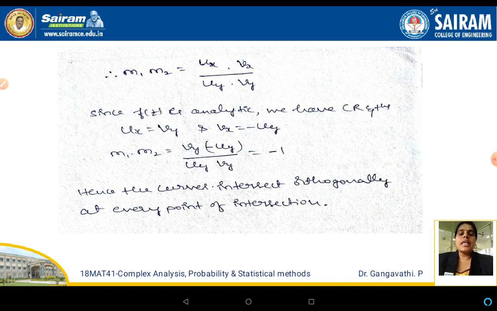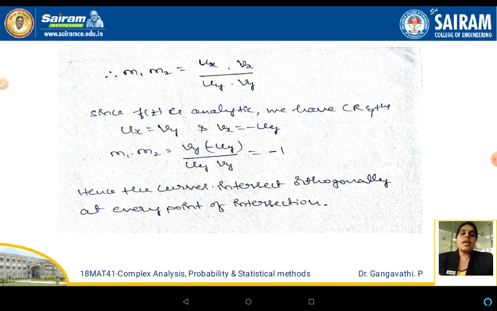So use this condition in the above steps. We get m1 into m2 is equal to vy into vx, where vx has been replaced by minus uy, and uy is there as it is, and vy is also as it is, which is equal to -1. So when we simplify, we get the answer as -1. Hence the curves intersect orthogonally at every point of intersection.